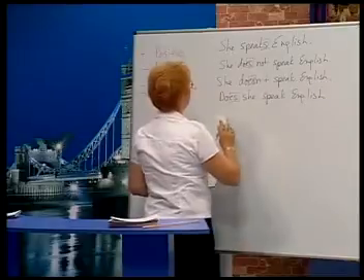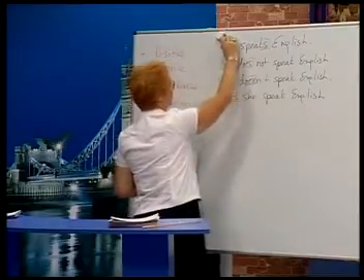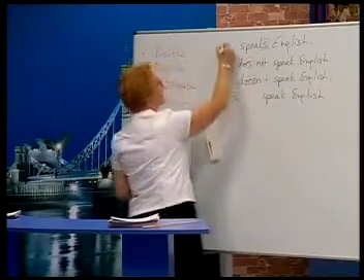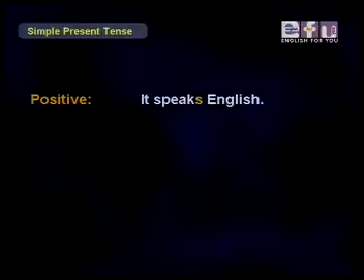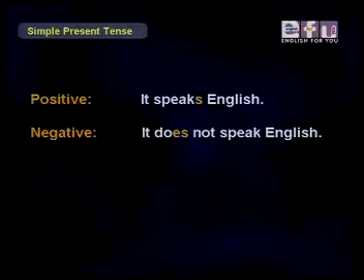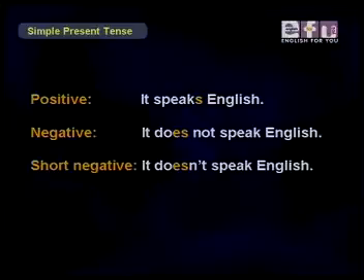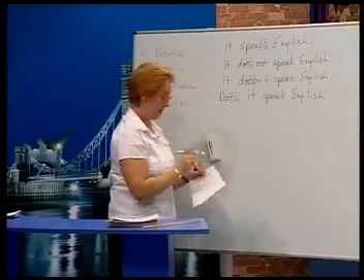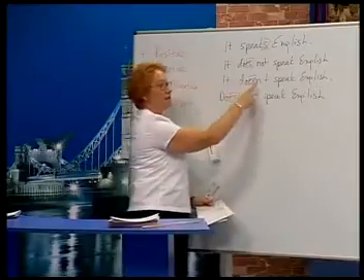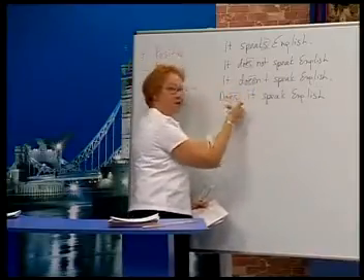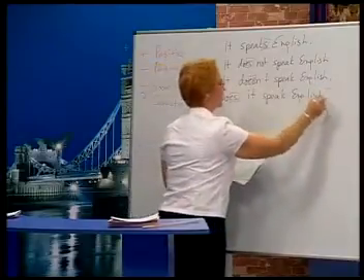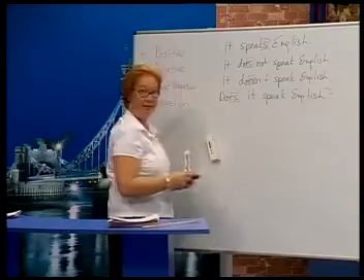Now, we can do the same thing with it. She, it, speaks English. It does not speak English. It doesn't speak English. Does it speak English? Okay, notice you have it doesn't speak English. Turn it around. Does it speak English? I need the question mark. Okay. Next.